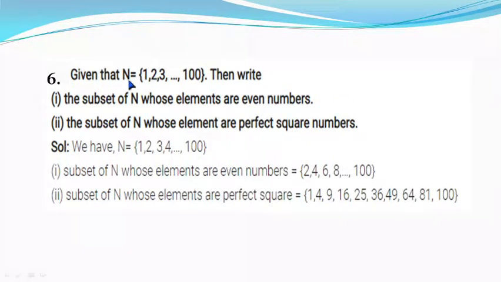Sixth question: given that N is equal to 1, 2, 3, the natural numbers 1 to 100, write down the subset of N whose elements are even numbers. We know the even numbers, so the subset of N whose elements are even numbers is 2, 4, 6, 8 up to 100. Another one is whose elements are perfect square numbers. So let's start with 1 and go up to 100. I hope you all know the meaning of a perfect square number. So these are the perfect square numbers.